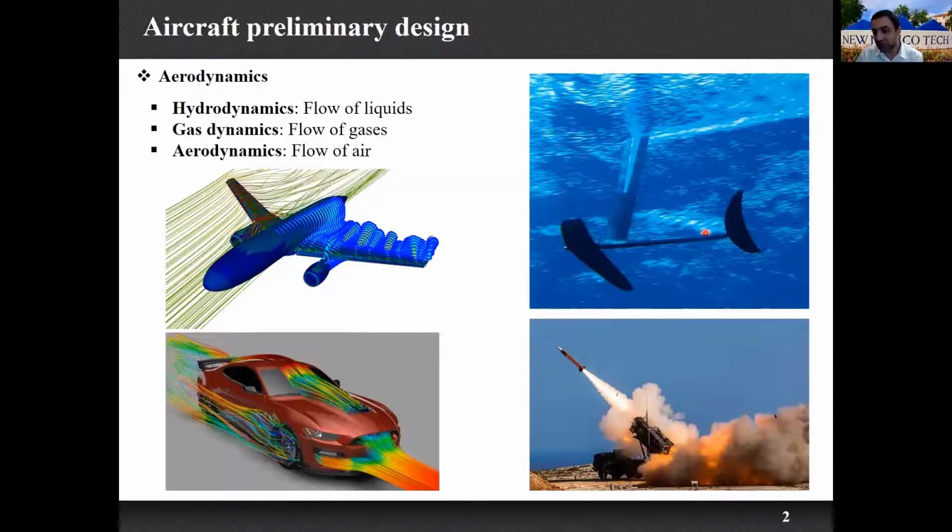So this is an underwater airplane which is moving under the water. So here our fluid is actually liquid water. So here we are dealing with hydrodynamics. And this is a rocket. As you can see here, how rockets work, we are dealing with gas dynamics. So these are the three different terminologies that we have for any solid object which is moving in different types of flows.